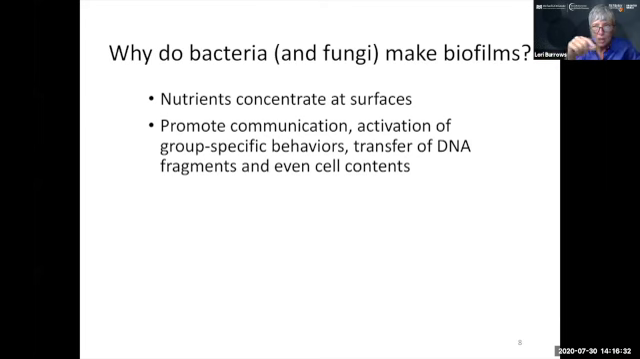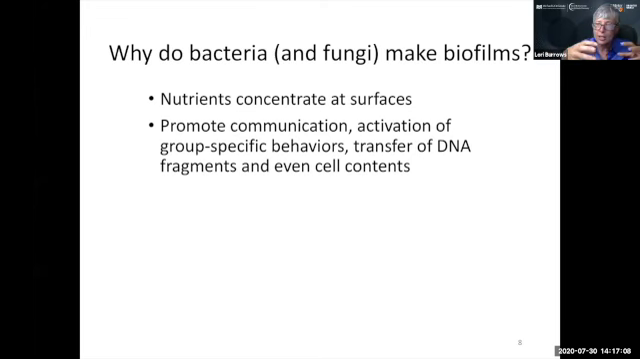This type of communication, which is sometimes referred to as quorum sensing, can cause the activation of group-specific behavior. So sometimes bacteria will not do certain things or make certain products unless there are enough of them to make a difference. And so this is a way of them actually measuring the density of their own population. So by making these signals, when there's a lot of bacteria, you have a lot of signal that accumulates, and that will lead to the activation of group-specific behaviors.